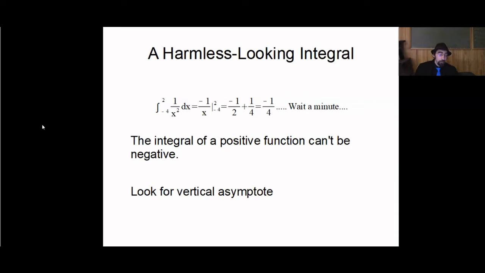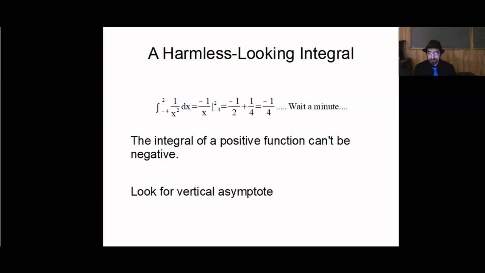Alright, harmless-looking enough. We can just do the reverse power rule, raise the power by 1 from -2 to -1, divide by the new power, so divide by -1, and we get -1 over x. The antiderivative of 1 over x squared is -1 over x. We evaluate that between -4 and 2. For our upper bound, we plug in 2 and get -1/2. For the lower bound, we get a positive 1 over 4. We add those together, and we get that this integral is just -1/4.